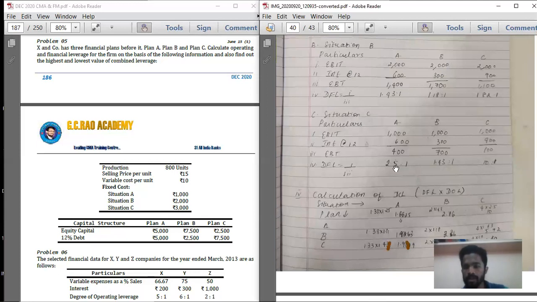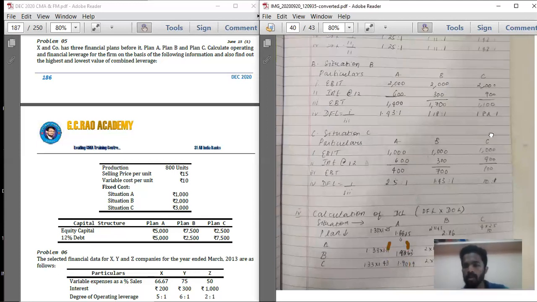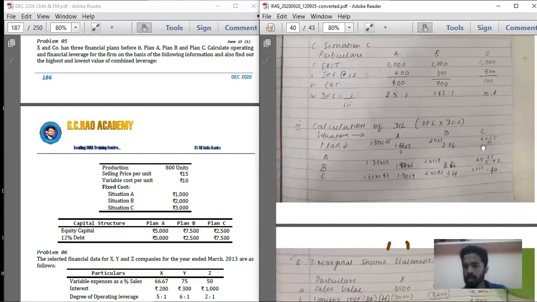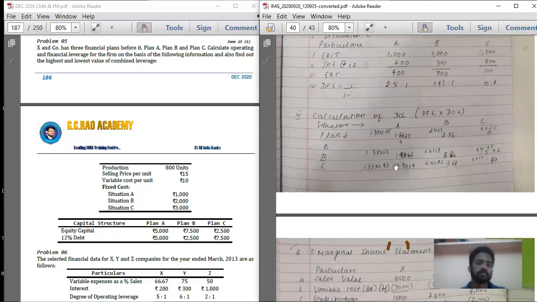Situation C, plan A, what is DFL? 2.5 is to 1. And what is DOL? 4. So within bracket 4 into 2.5, DCL is 10. So do this for the remaining 6 cases, that is 6 calculations, and you will get the DCL. That's all. With this we have calculated degree of operating leverage, degree of financial leverage, and degree of combined leverage for all 9 categories, that is 3 situations and 3 plans.